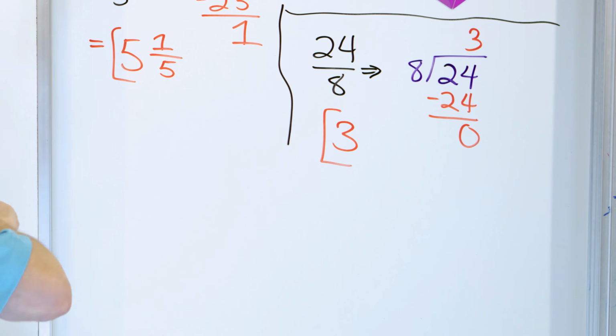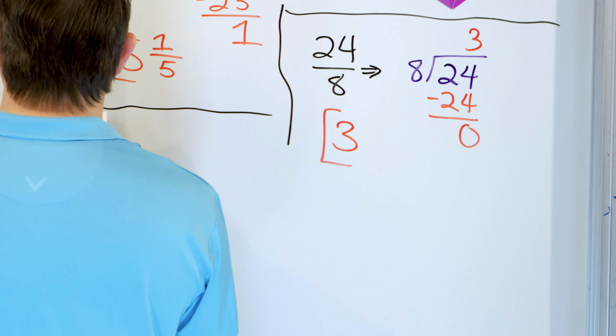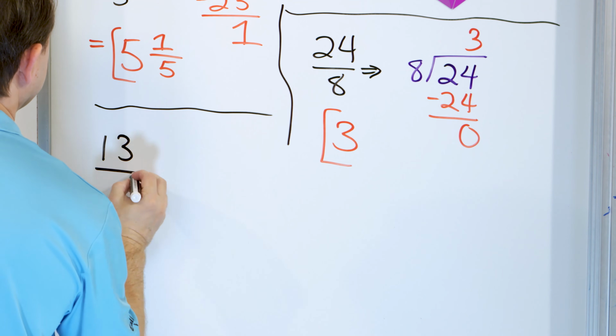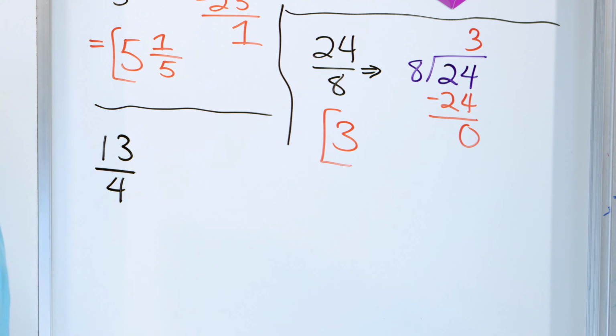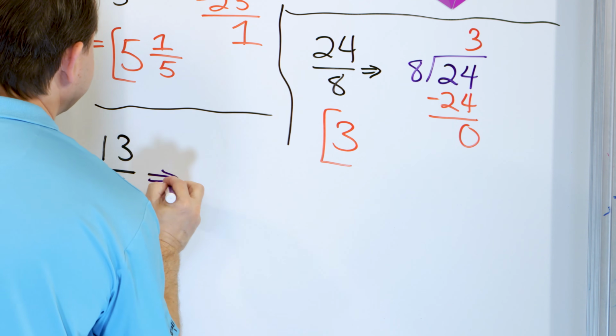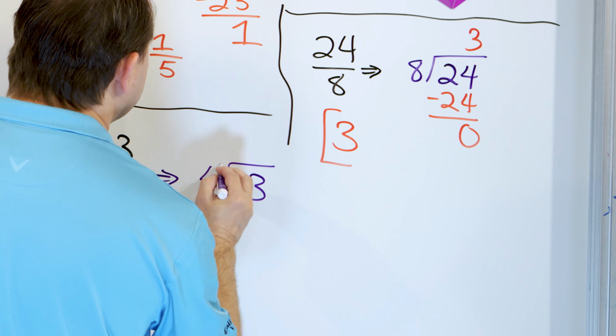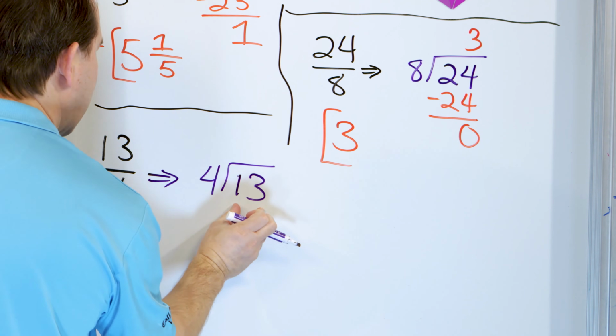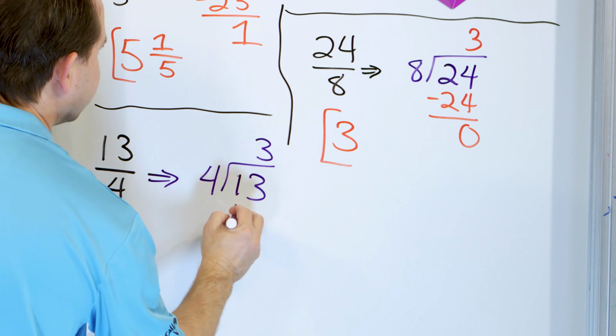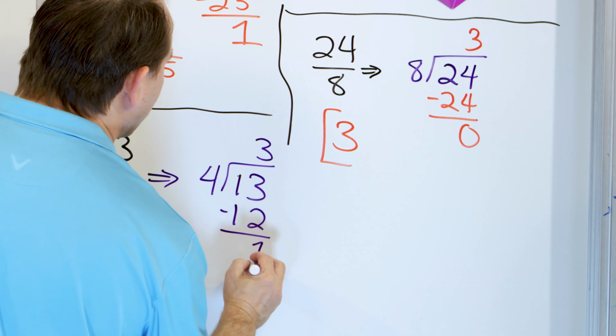And now I have our very last problem. Let's take a look at 13/4. And of course, as always, we'll write this in terms of division. This is 13 divided by 4. 4 times 3 is 12. That's as close as I can get. When I multiply, I get 12, subtract, and get a 1.